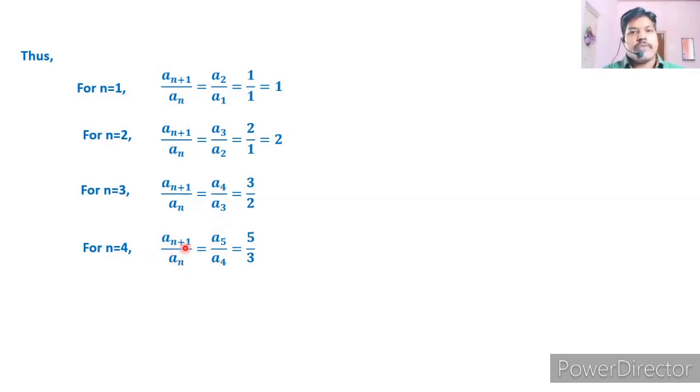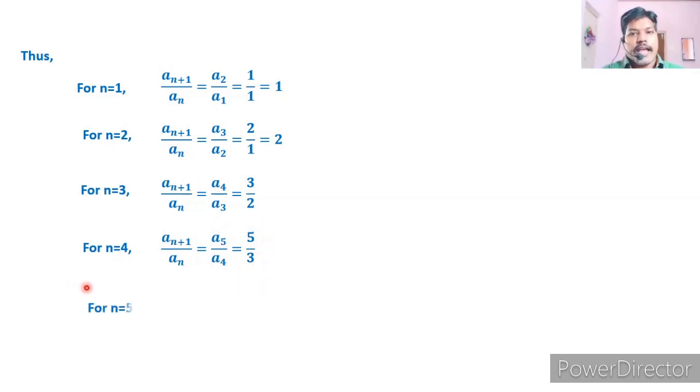So a(n+1) by a(n) for n is equal to 4 is a5 by a4. The a5 value is 5 and the a4 value is 3. Just replace the values here. It will become 5 by 3.